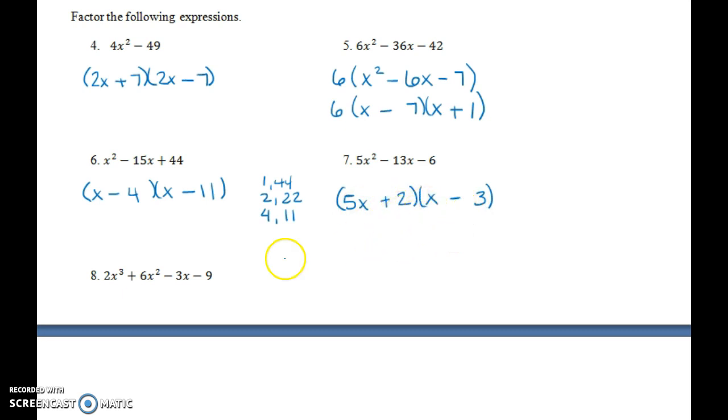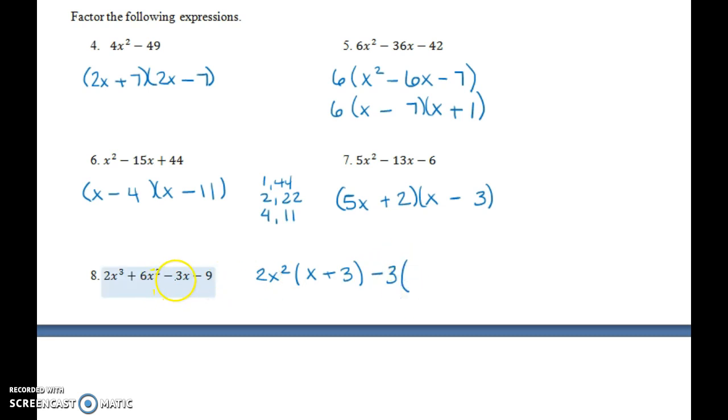In question number 8, it looks slightly different, but I always look for a greatest common factor first. In this one, I don't see any greatest common factors for all 4, but I do notice there's a greatest common factor for the first 2. I'm going to write it over here. The first 2 have a 2x squared in common, leaving me with an x plus a 3. The second 2 have just a negative and a -3 in common.